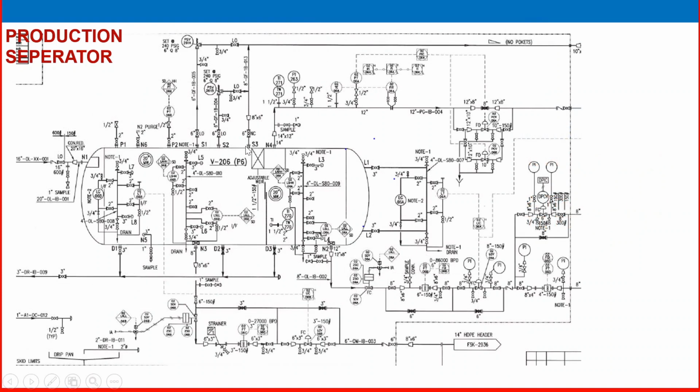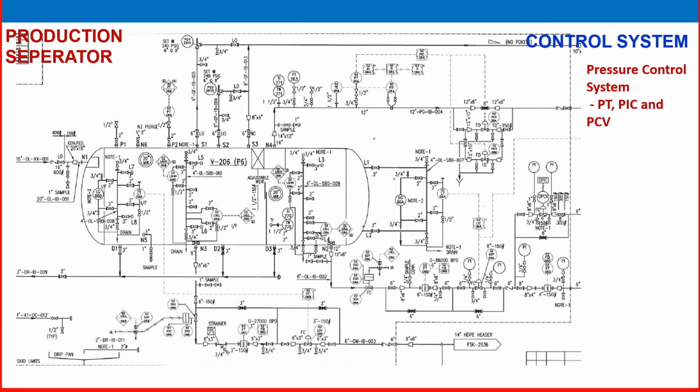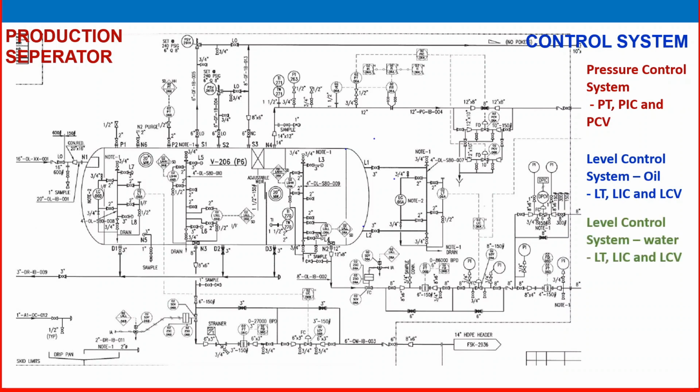In the next section, we are going to check the control systems. What are the control systems? I am explaining three here. One is the pressure control system, in which I will introduce PT, PIC and PCV. Then the level control system on the oil side, that is LT, LIC and LCV. LIC means level indicator controller, LT is the level transmitter, and LCV is the level control valve. The level control system on the water side we will read the same way, LT, LIC and LCV.